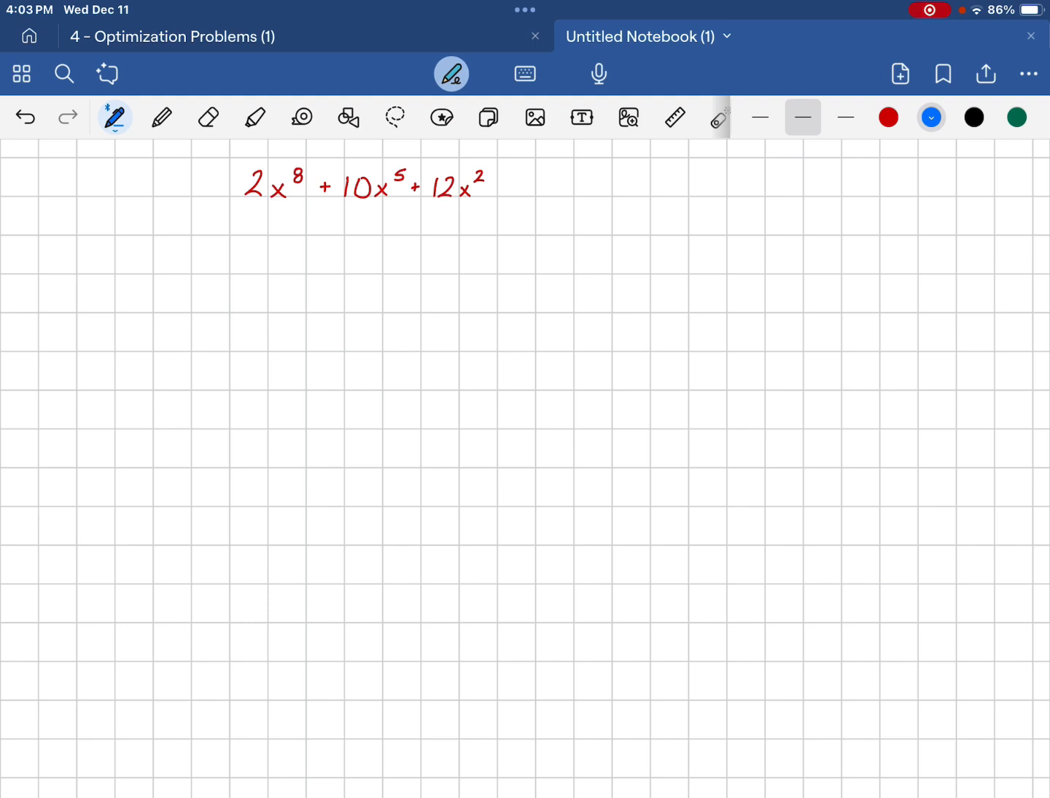But the first thing that we did on Monday that I pointed out was we did factor out the greatest common factor of all three terms. And in this case, the greatest common factor is going to be 2x squared. And so when we factor that out, we have 2x to the 6th plus, or sorry, not 10x cubed, that's going to be 5x cubed, plus 6. That's going to be x to the 6th.